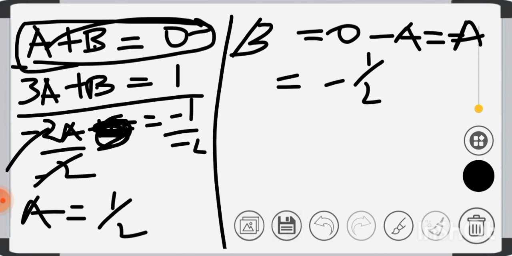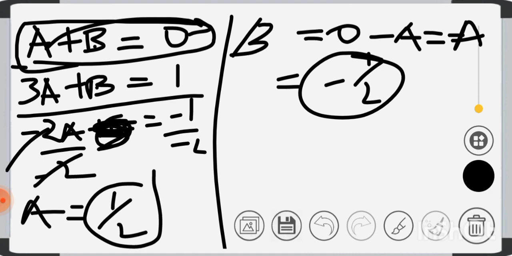Just go back to the question again. Anywhere you see a, put half; anywhere you see b, put minus half, that is all. This is another method to get a and b. Okay, let me look at another question.